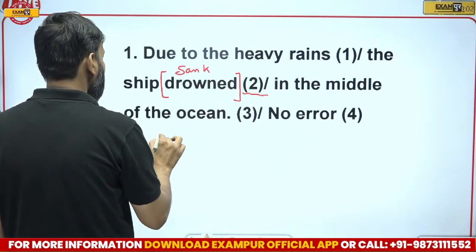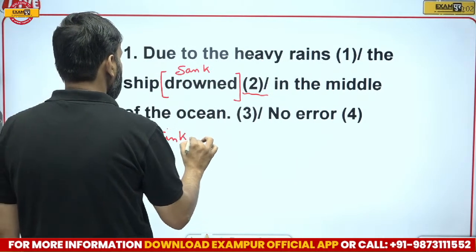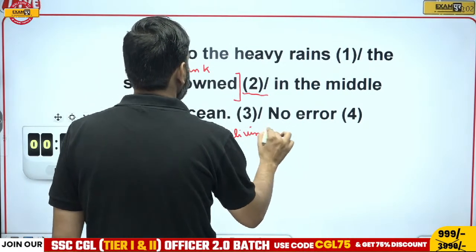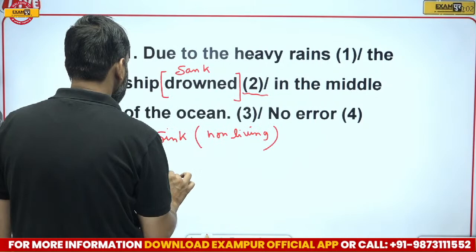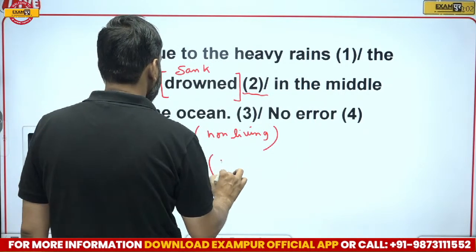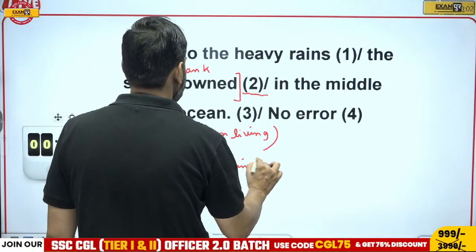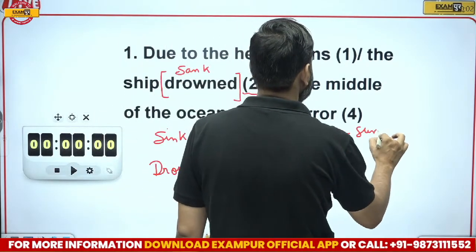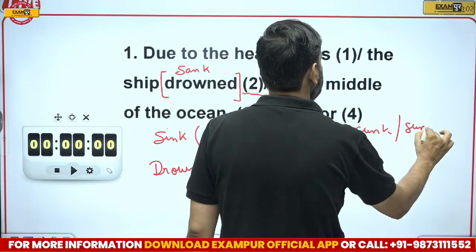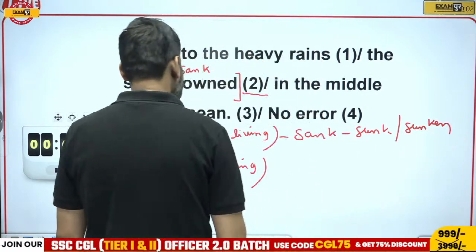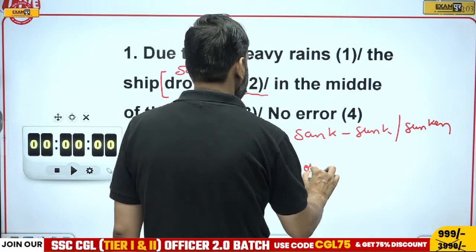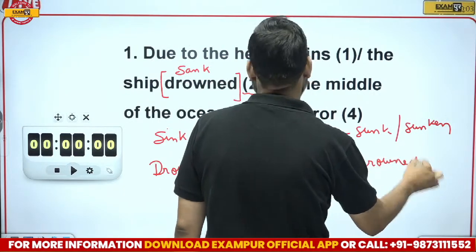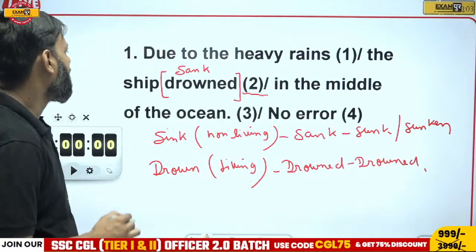Sank, because sink is used for non-living things, whereas drown is used for living. The second form of sink is sank, the third form is sunk, and the participle form is sunken. Whereas the second form of drown is drowned, and the third form is drowned.